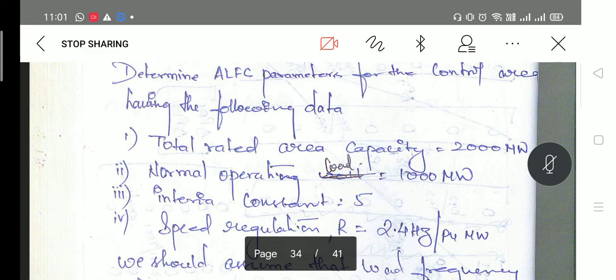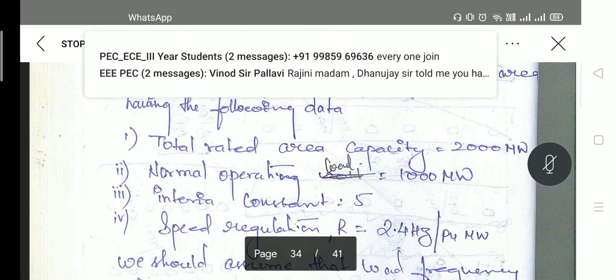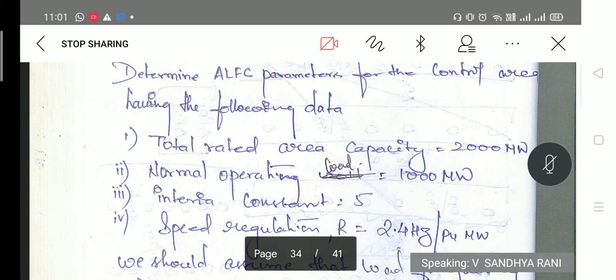Today we discuss the next model problem in the first unit. Here, two types of model problems are there. The first model we discussed in the last class. Now we discuss the second model problem. Okay.